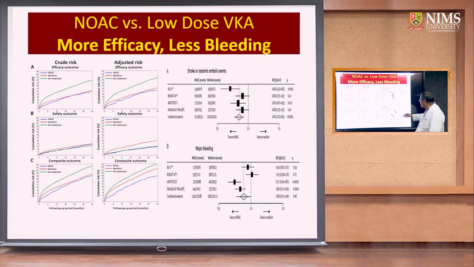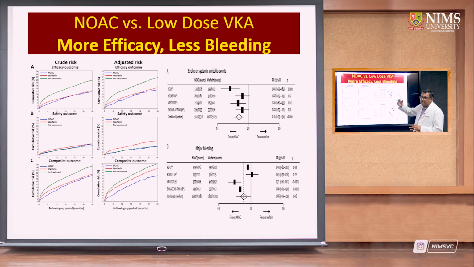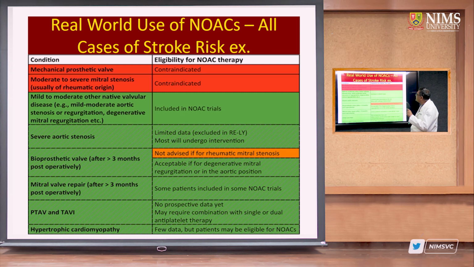So, this is that particular meta-analysis which shows you that it has got more efficacy with less bleeding risk compared to low dose vitamin K antagonists. We are not talking of high dose. High dose vitamin K antagonist is more potent, but also has much more bleeding risk. So, now coming to the real world situation, let us consider what to use when. When can you use NOACs and when do you not use NOACs?